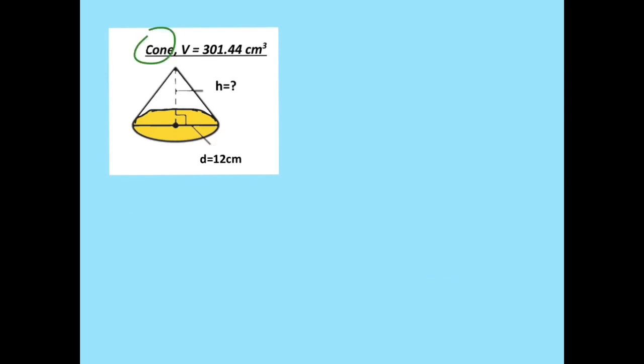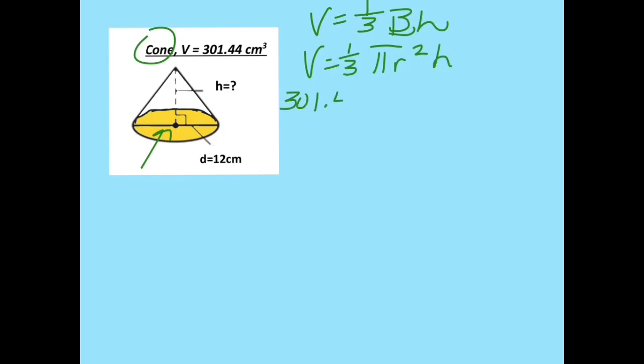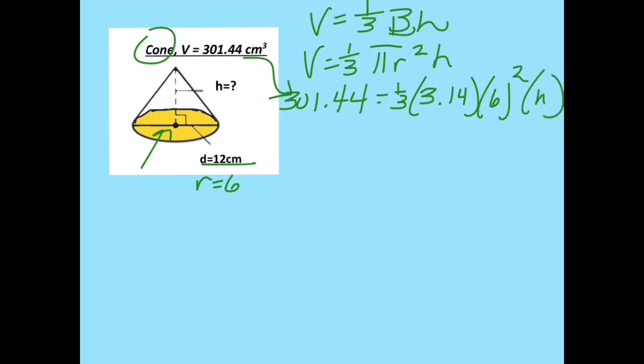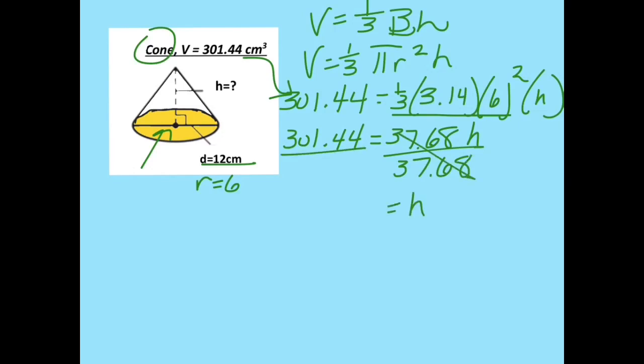For our cone, we're going to start with the formula V equals 1/3 big BH. We're going to replace the B with the area of the base, which is a circle, so pi r squared. Our substitution step on the right-hand side will be 1/3, 3.14 for pi, and then they gave us a diameter of 12, so we'll need a radius of 6 for our formula. Simplifying the right-hand side, 1/3 times 3.14 times 6 squared will give us 37.68 times H. Divide by that so that you can isolate your variable, do the same thing to the other side, and you'll get H equals 8 centimeters.